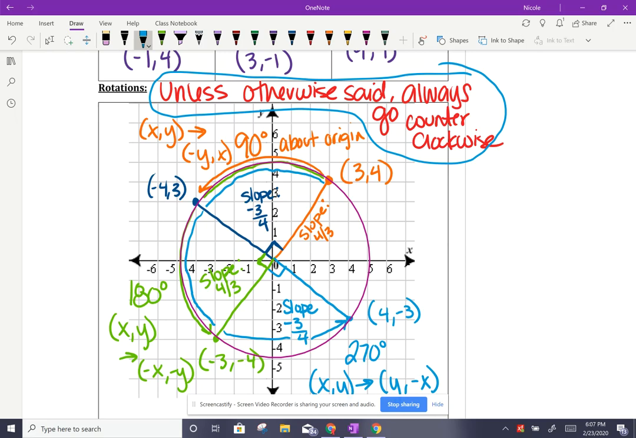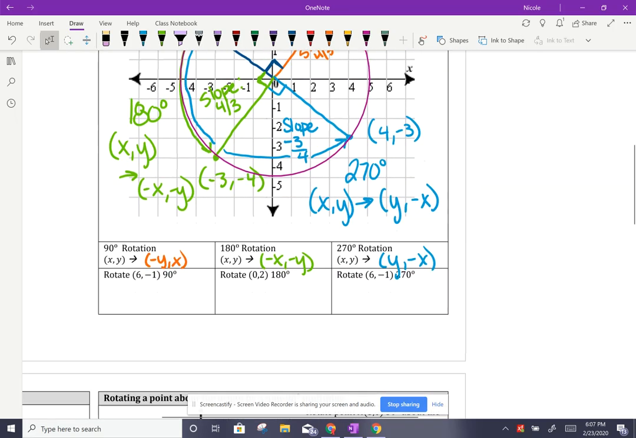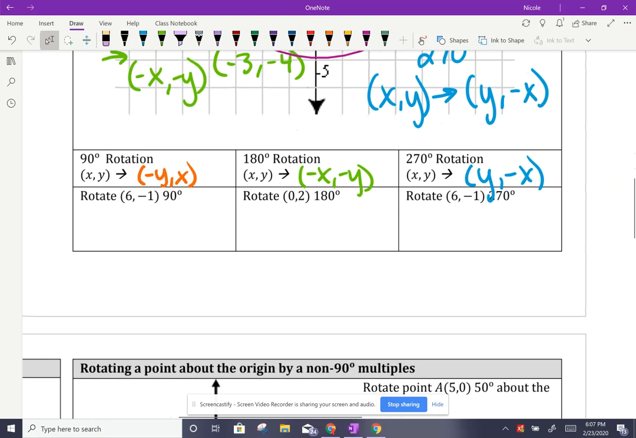Counterclockwise. So let's look at 3 points and see if we can follow along. So if we have the point (6, -1), and we're rotating 90 degrees, look at what it suggests for you to do in the box. It takes your x and y and changes positions. Your y comes up to the front and changes signs, and your x goes to the back. So you get (1, 6).